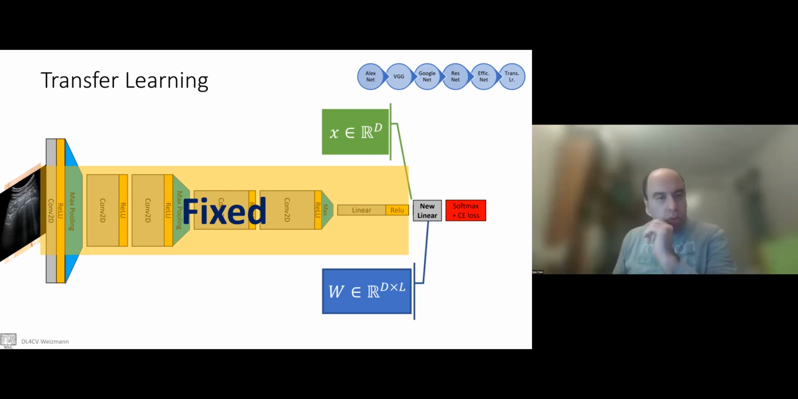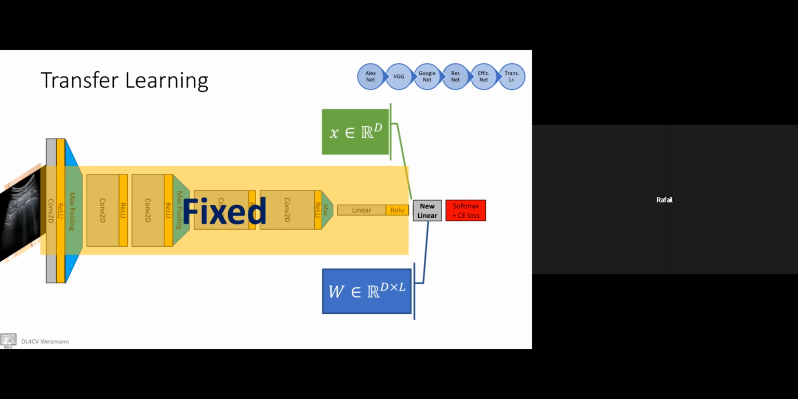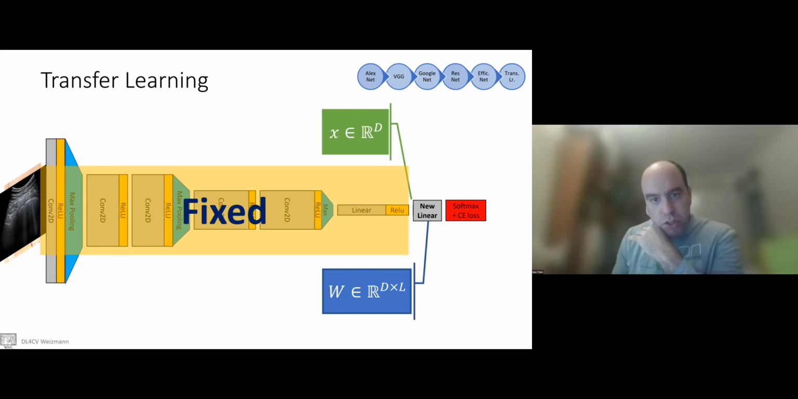Excuse me, can I ask a question? Of course. I understand why you want to freeze the convolutional layers, but why do you want to keep the first linear layer frozen? Basically it embeds it in a space that's completely different from the space you want.